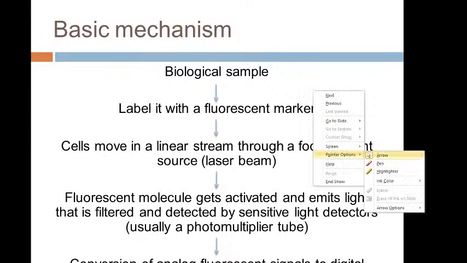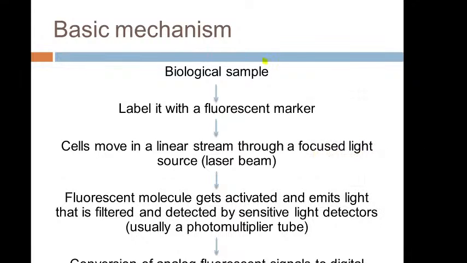So this is the basic mechanism in flow cytometry. We have to take the biological sample and label it with some marker. Then the cells will move in a linear stream through a focused light, or you can say through a laser beam. Now when they pass through the laser beam, the fluorescent molecules get activated and emit light that is filtered and detected by sensitive light detectors.